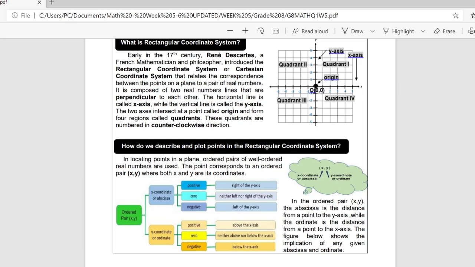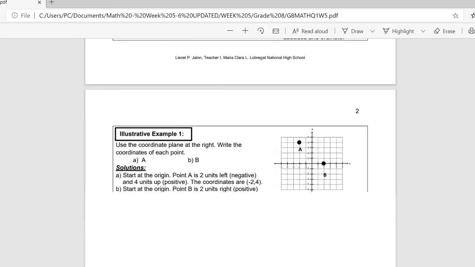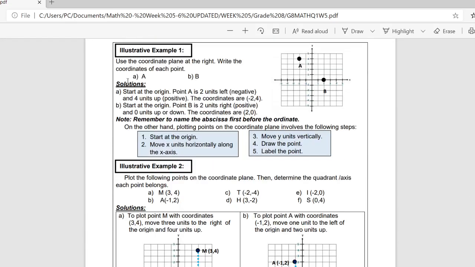Okay, let's see some illustrative examples. Use the coordinate plane at the right. Write the coordinates of each point. Okay, so we're going to write the coordinates of A. That is your A. So your abscissa is the distance from this point to the y-axis. The distance to the y-axis is 2 units to the left of 0. So, therefore, it is -2.